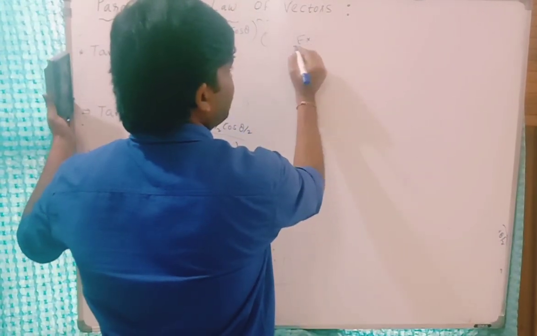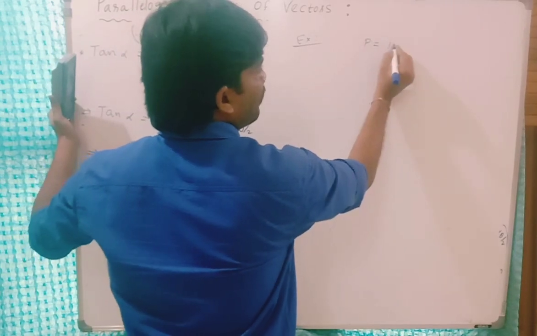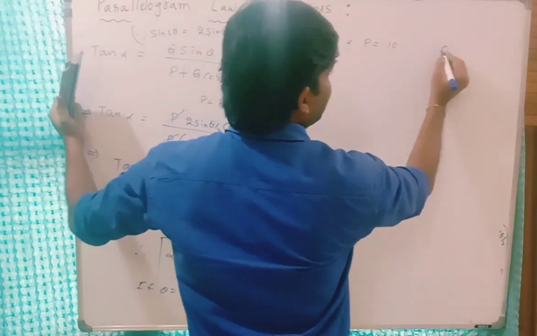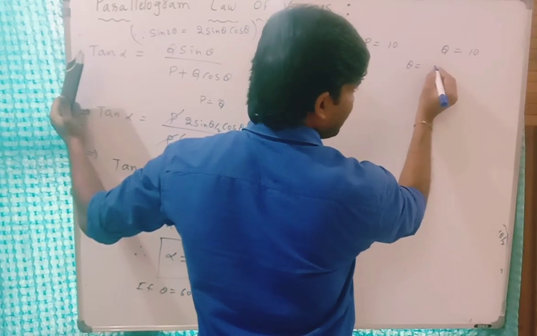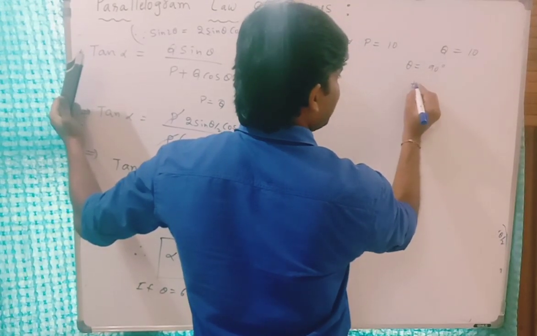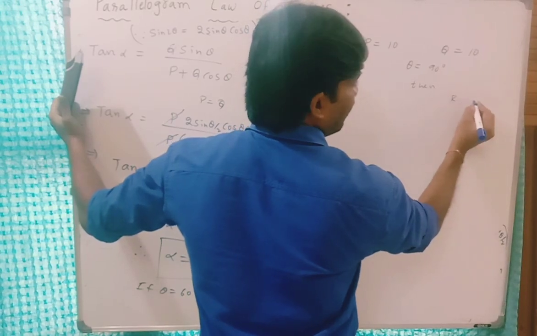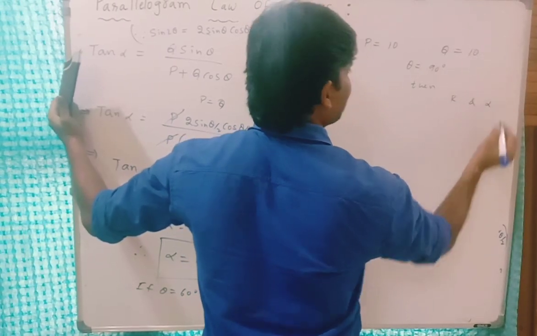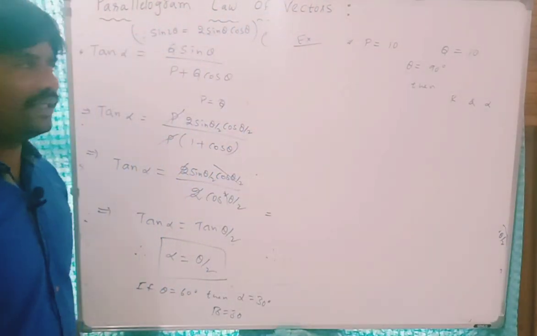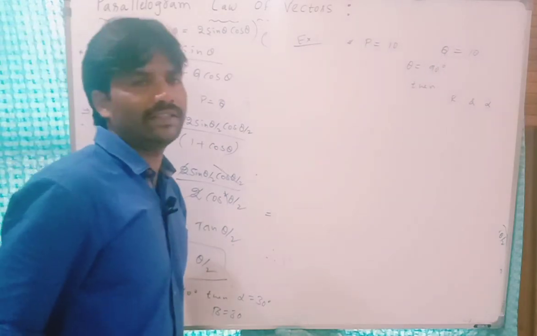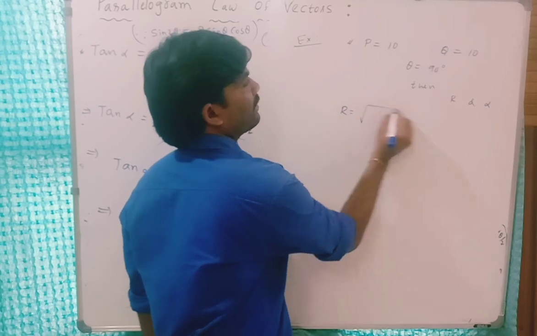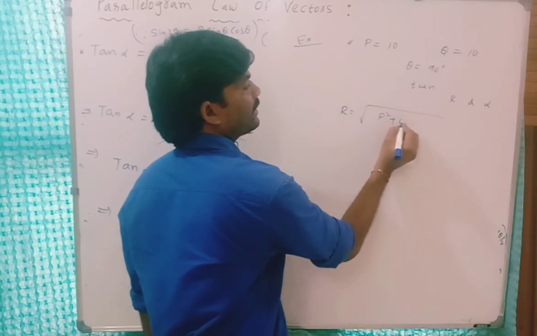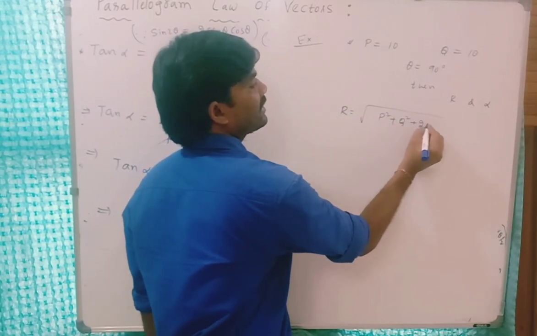Example problem. If P vector is equal to 10 units and Q vector also 10 units, and the angle between these two is 90 degrees, then find R and alpha, the magnitude and the direction of the resultant of the two vectors. You can see here R is equal to root of P square plus Q square plus 2PQ cos theta.